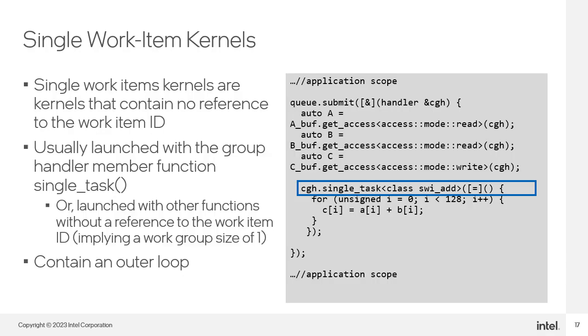As a refresher, single work items are usually dispatched or launched with the group handler member function single_task or with other functions without a reference to the work item ID, implying a group size of 1. Single work item kernels contain an outer loop. They do not contain a reference to the work item ID.